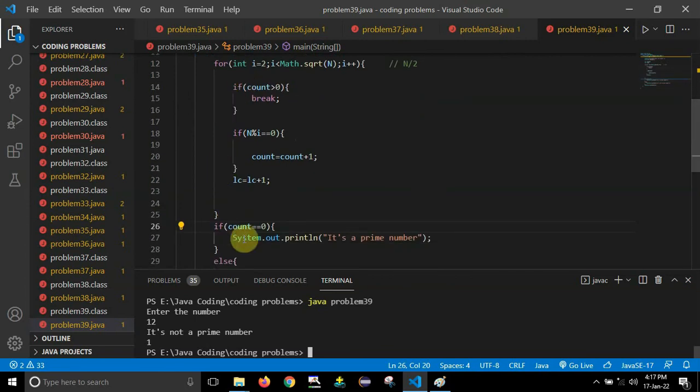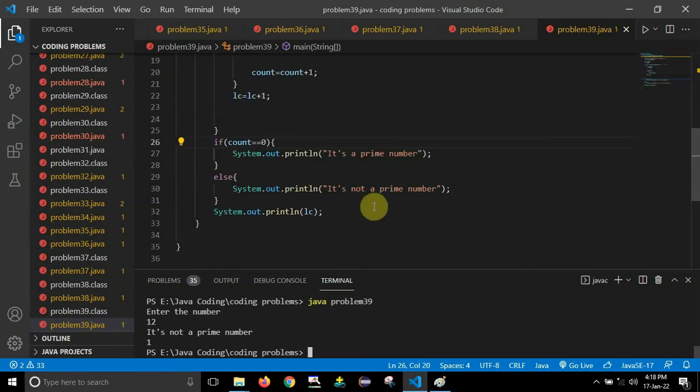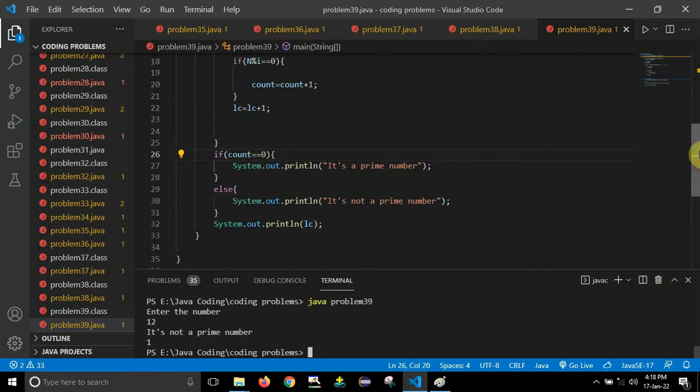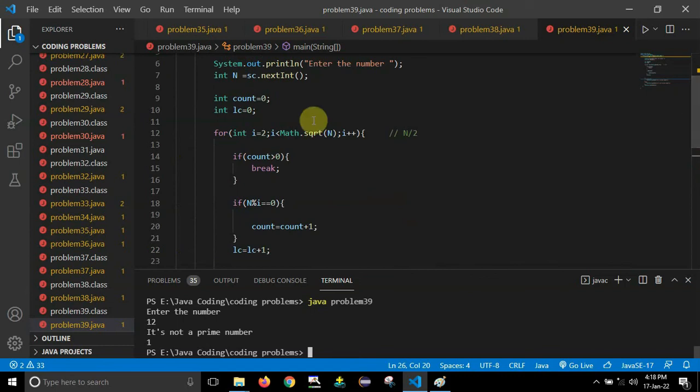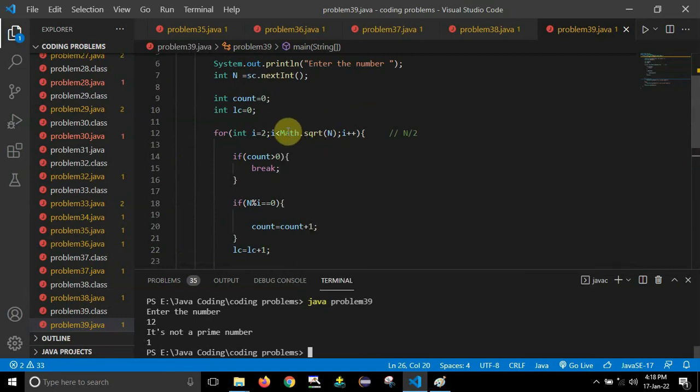Then it will come over here and check whether count is equal to 0. No, count value is 1, so it is not matching. It will not print that it's a prime number. It will go to the else part and print over here that it's not a prime number, because the count value is equal to 1. This is how things will be working. And in case of a prime number, like if I give 17, then it will be checking only up to square root of n numbers, because the factors will be lying in that range only.